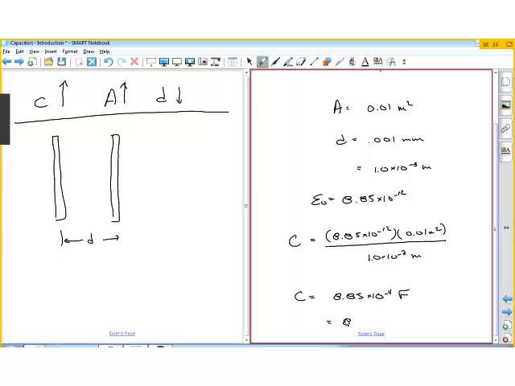10 to the minus 12th is pico, so it's 88.5 picofarads. So it's a pretty small capacitance given that we have a capacitor that's 4 by 4 inches and 1 millimeter apart. So we're going to have to do something else to improve the capacitance of a capacitor beyond just making the area huge, because this is a reasonably big area. To make it, say, microfarads, you'd have to increase the area by probably 1 million or something like that.